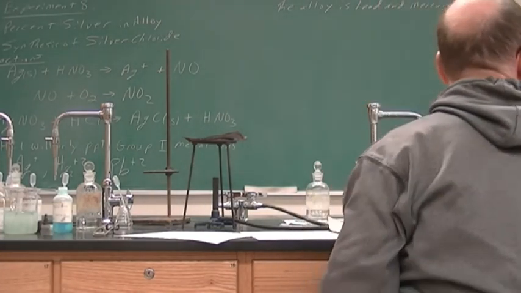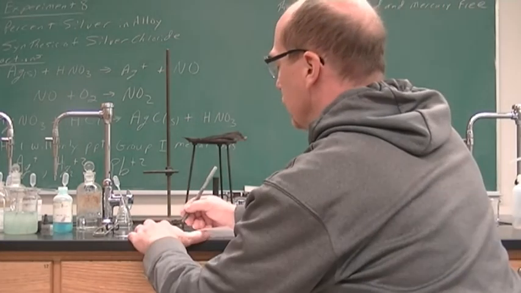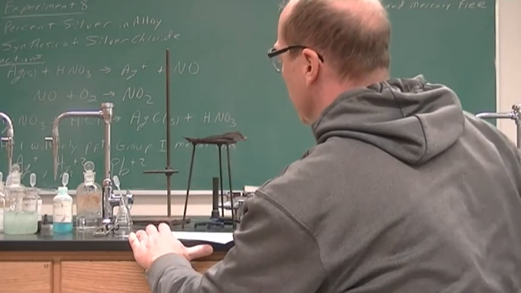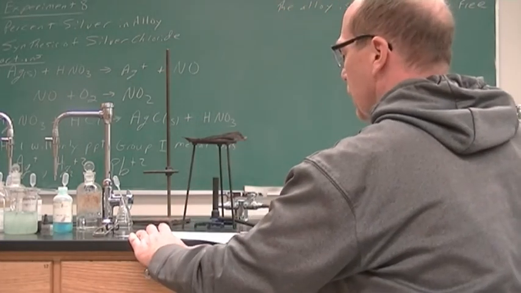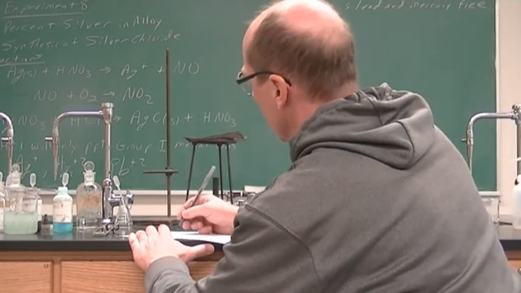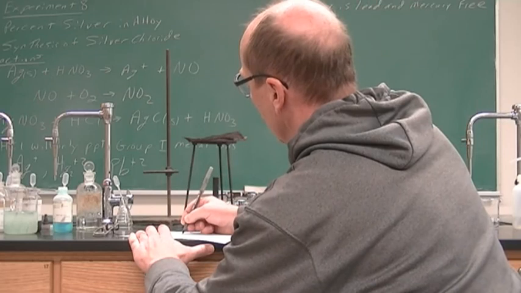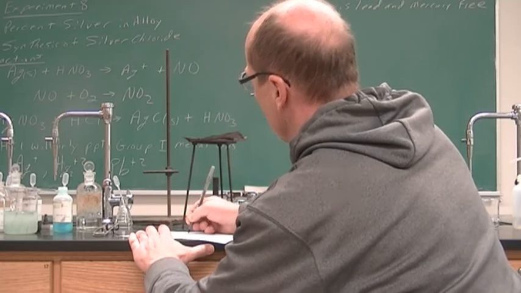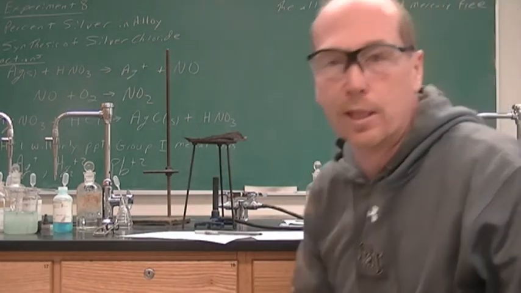All right, it is cool enough, and the mass of the evaporating dish and silver chloride is 41.0523. And that is the end of experiment 8.